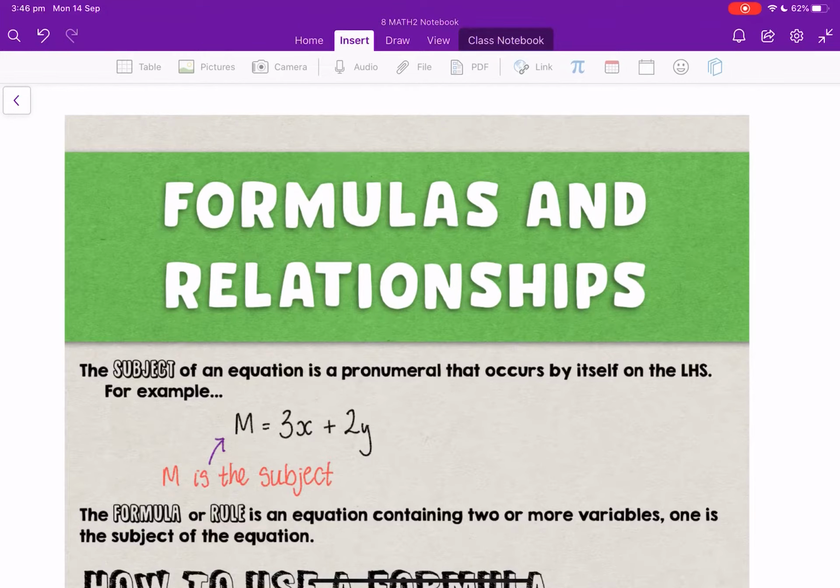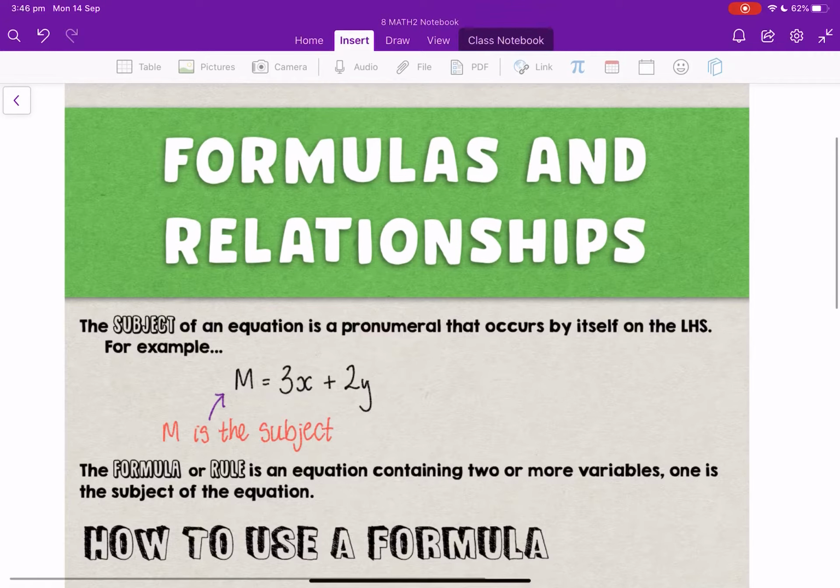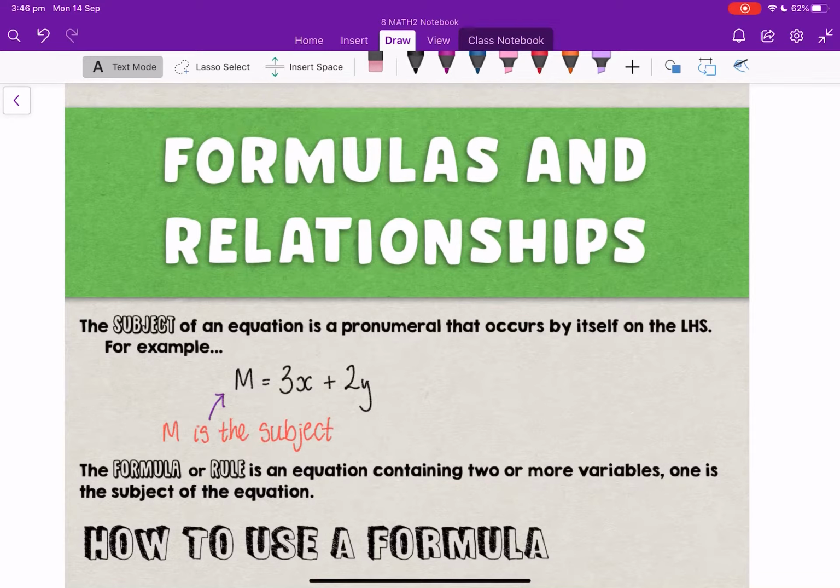In this video, we're going to talk about formulas and relationships in the context of equations. So we're going to take what we learned from working out and solving equations, and we're going to apply that to formulas and relationships, okay? Usually you will hear a term called a formula or a rule, okay?